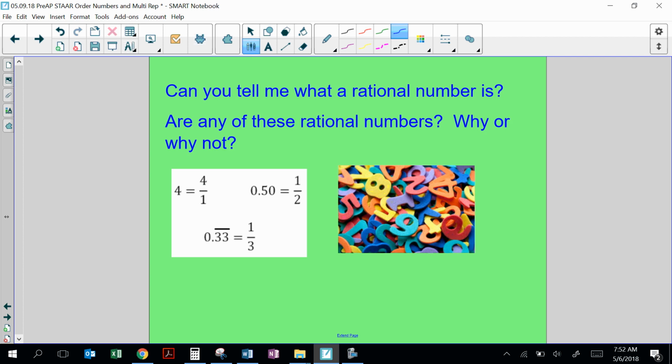So for today's activity, first thing is, can you tell me what a rational number is? We just talked about it in our warm-up. So a rational number, in case you forgot, is any number that can be written in fraction or decimal form. Are these rational numbers? Is 4 a rational number? Yes. Can it be written in fraction form? 4 over 1. Is 50 hundredths a rational number? Yes, it is. It's 50 hundredths or 1/2. Is 0.33 repeating a rational number? Yes, it's 1/3. So all of these are rational numbers.